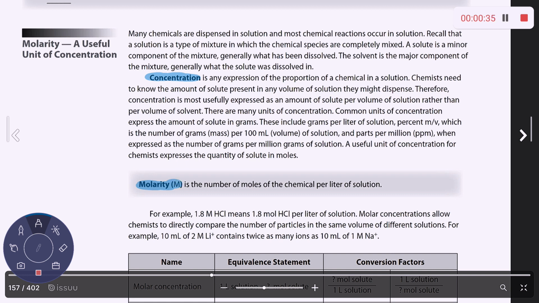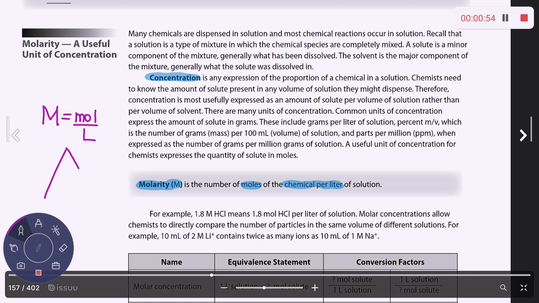Molarity is a capital M. Do not use a lowercase m to represent it because that's something completely different. Molarity is the moles of the chemical in a liter of solution. So what that means is you will often see a capital M equals moles over liters to represent molarity.